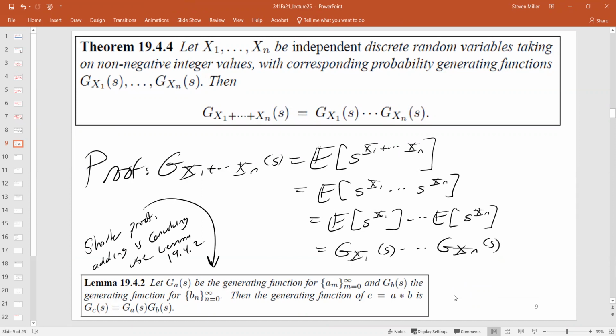So it's fine to prove it directly. But again, the probability generating function is just a generating function where the sequence is coming from a probability distribution. So any results we have for generating functions have to hold for probability generating functions. Right? So again, it's not bad to prove it directly, but it's nice to just know we've already got the proof.